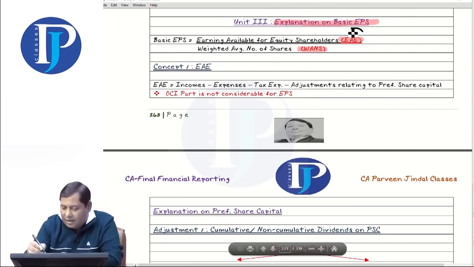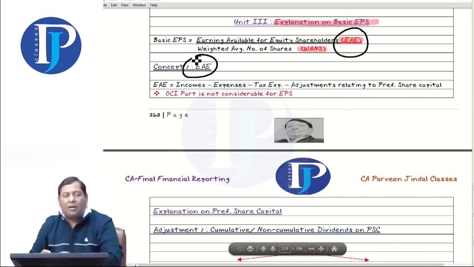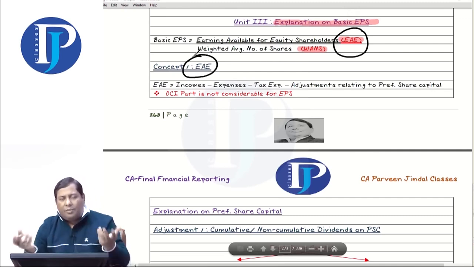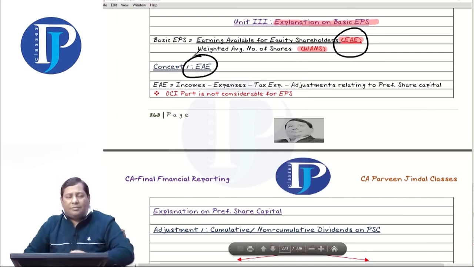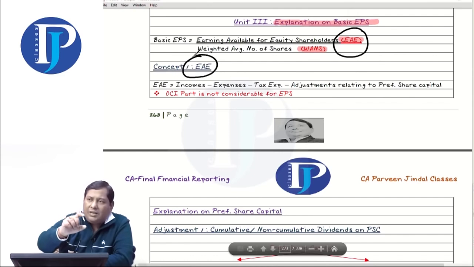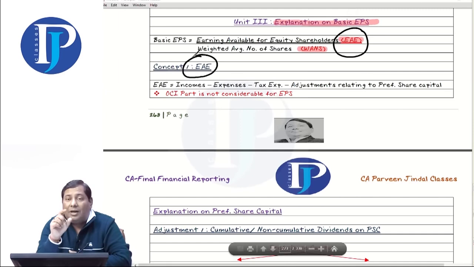And then what did we start first? EAE. We started first with the concept of EAE. What does EAE mean? Go to profit and loss, check all incomes, subtract all the expenses from that. P&L is made. You need to use information of P&L only. Income minus expenses minus tax expenses. As soon as you subtract the tax expense, you will get the profit after tax.